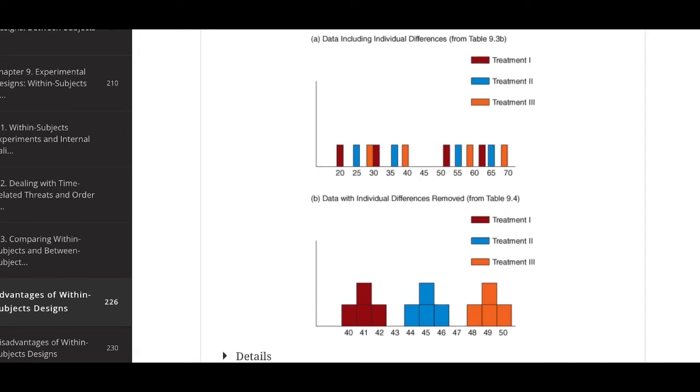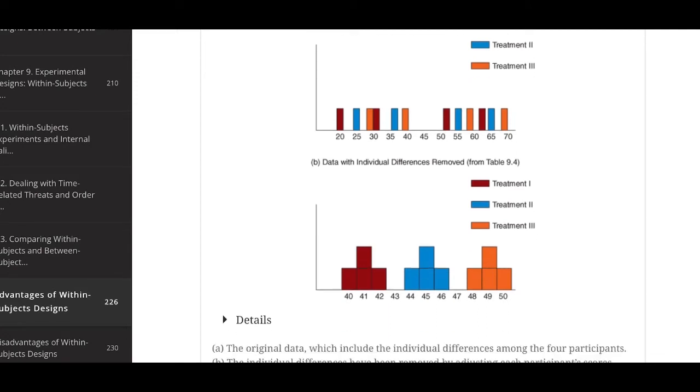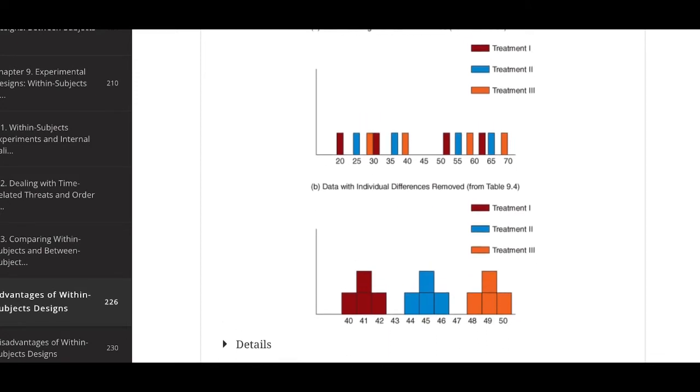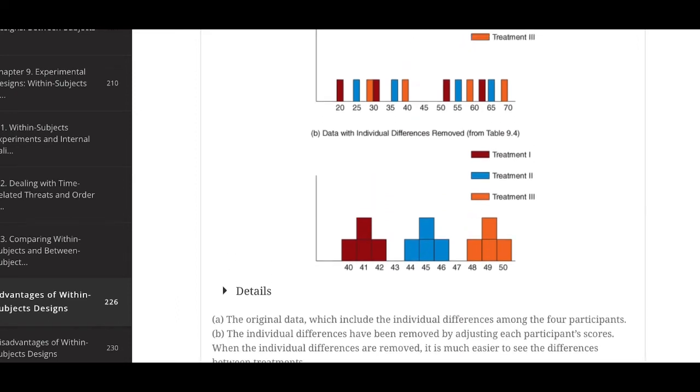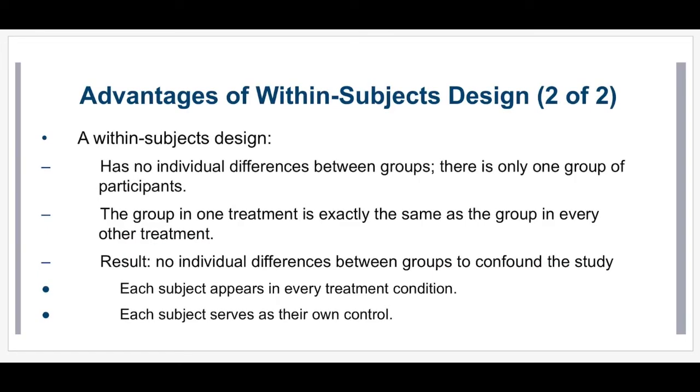If you look at the graph in B, where they removed the individual differences, you can see it is very, very clear. Orange is all at the higher end, blue is in the middle, and red is the lower. So treatment 1 was the least effective, treatment 2 was moderately effective, and treatment 3 was by far the most effective treatment, or had the largest impact on the dependent variable, right? And so that is a lot easier to see with those individual differences removed.